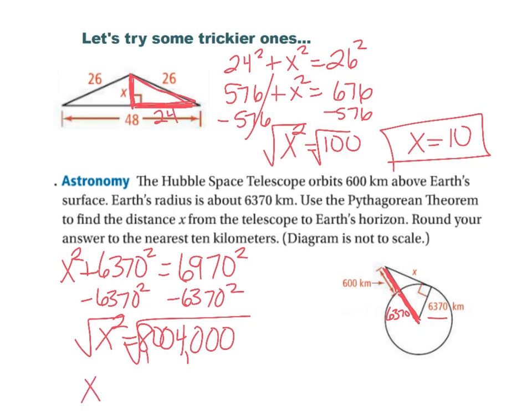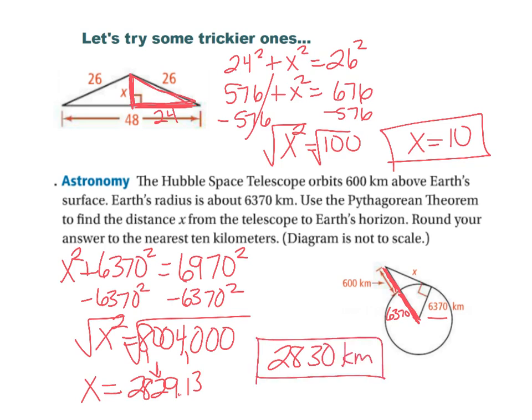Now what I have, that distance from the telescope to the horizon, is 2829.13. But we have to be careful with our rounding. You know how picky Math Excel is. It says round your answer to the nearest 10 kilometers. Well, here's the tens place right here at that 2, but the 9 would round it up. So I would say 2830 kilometers after I got it rounded.